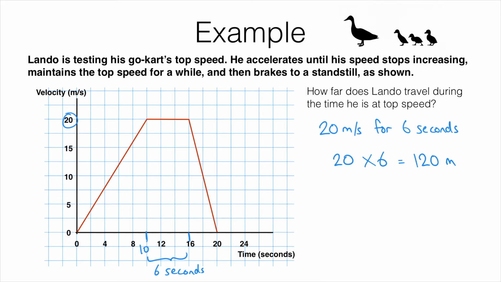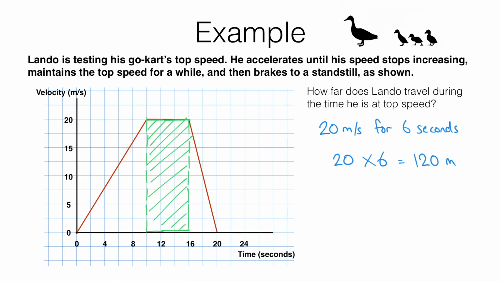Now there's one more thing that I'd like you to spot, and that's going to come in useful in a future video. The distance he travels, the 120 meters, between these two times, 10 and 16 seconds, happens to be the area under this graph between those two times. So from 10 to 16 seconds, what we're dealing with is actually this rectangle.